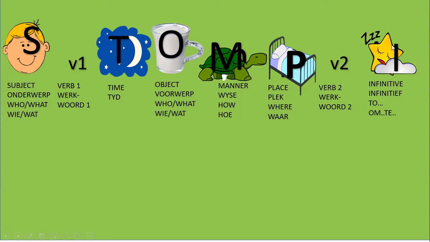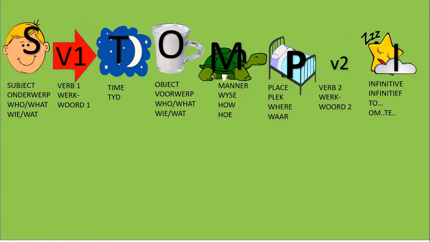And infinitive is why. Why? Om te slaap, to sleep. What is missing? Verb 1, of course. Verb 1, die werkwoord 1, is always after the subject. So after Stompi, the person, subject, the boy, kry ons die verb 1.